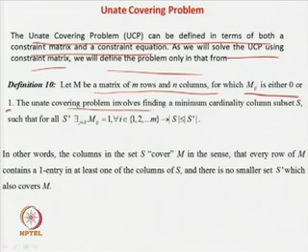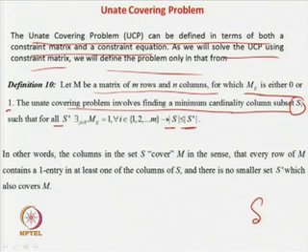The unate covering problem finds a minimum cardinality column subset. Let the whole set of columns be S prime, then you have to find a minimum subset S such that for all i, there exists a j belonging to S for which Mij is equal to 1, for all i from 1 to m, which implies that S is a subset of S prime. So what does that mean? In other words, the columns of set S cover M.